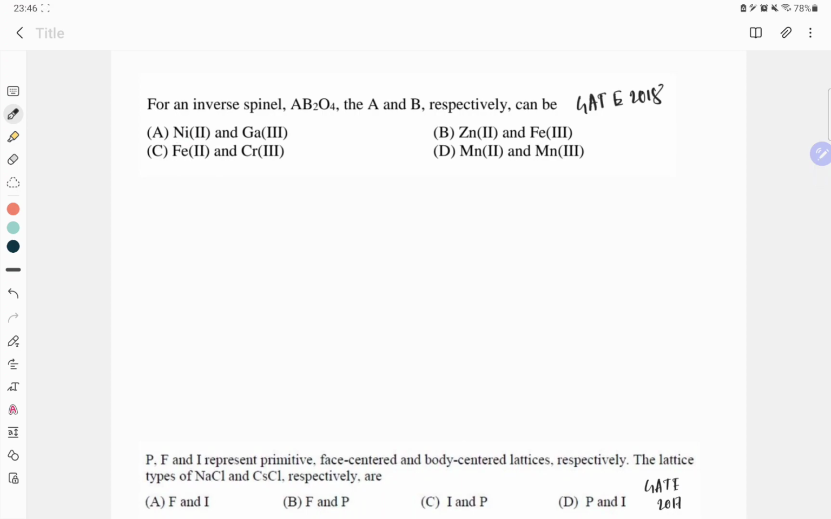So we can see the first option is Ni2 plus, okay, that is D8 system, okay. D8 system means 5 6 7 8, okay. CFSE will be minus 0.4 into 6 plus 0.6 into 2, that is minus 2.4 plus 1.2, minus 1.2 delta 0, okay. This is a negative value. And gallium 3 plus is a non-transition element, so CFSE is 0.